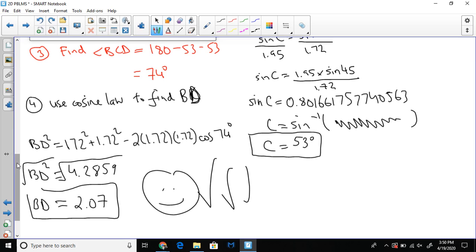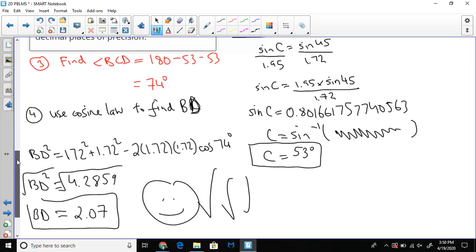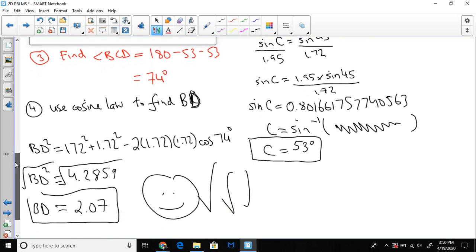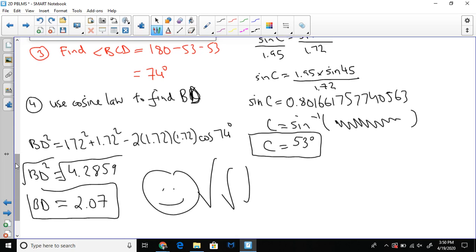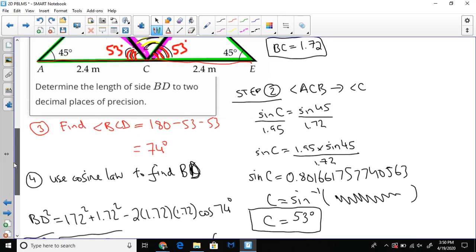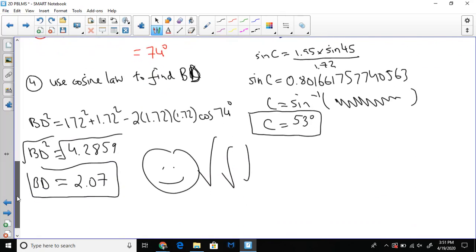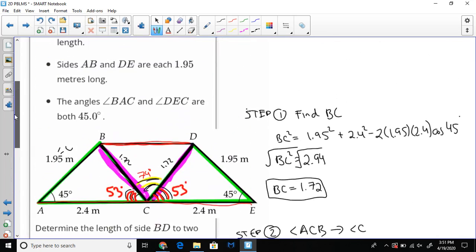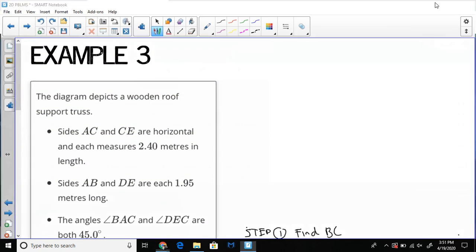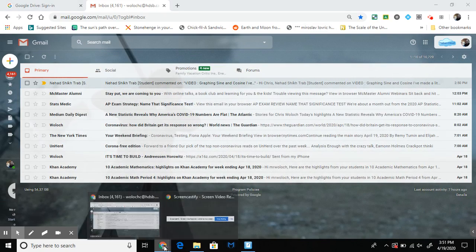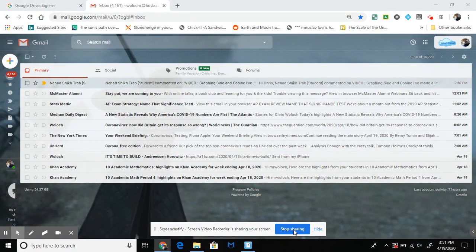Wasn't that fun? So there are definitely multi-step solutions, and the questions can revolve around SOHCAHTOA, they can revolve around the sine law, or the cosine law, or a bit of both. Hopefully those weren't too painful, and we will talk to you again soon regarding the next stuff.